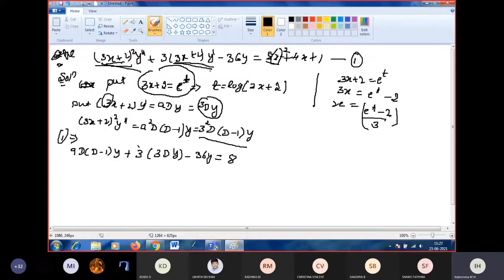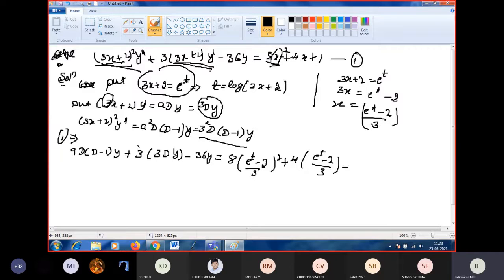Is the x value clear? Yes, ma'am. Okay, so we have to substitute that as x. Now in equation 1 you substitute for x as (e power t minus 2 by 3) whole square, plus 4 into, again x is e power t minus 2 by 3, plus 1.